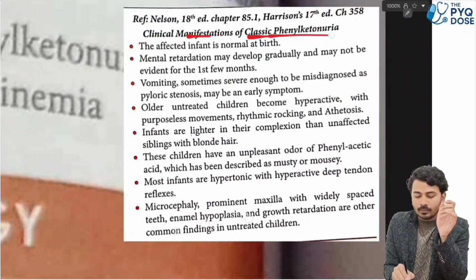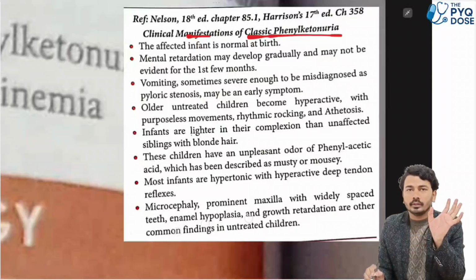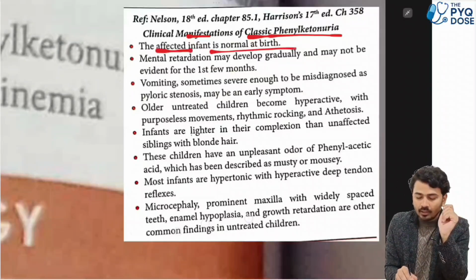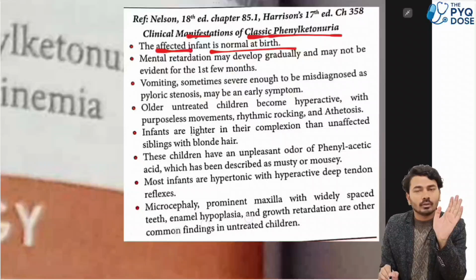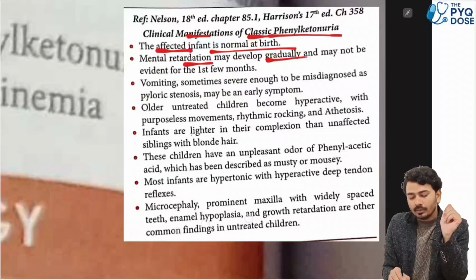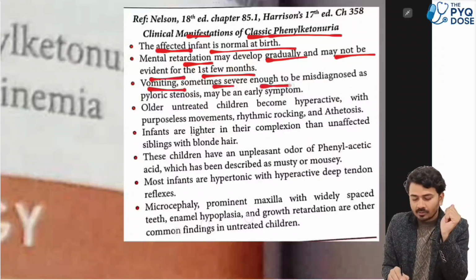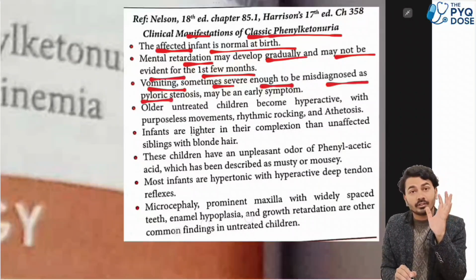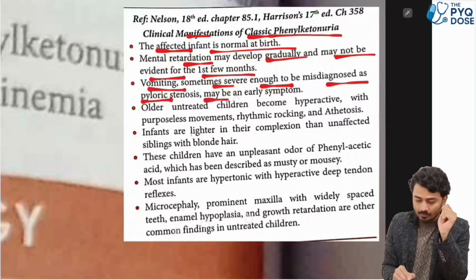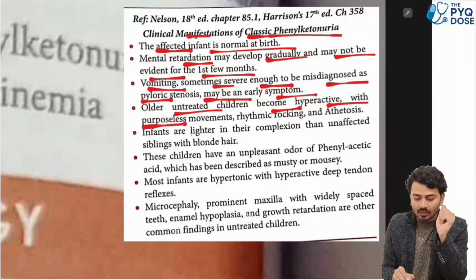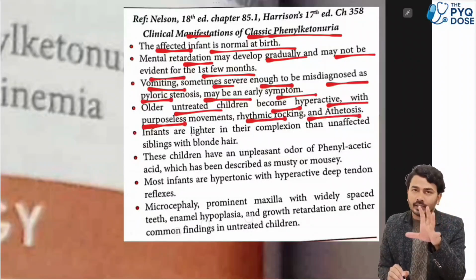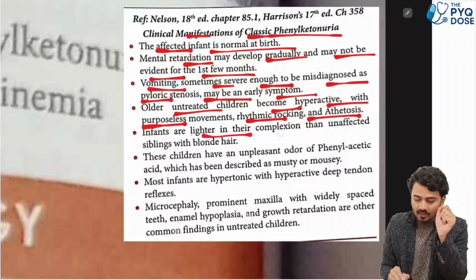In phenylketonuria, we'll see the clinical manifestations of classic phenylketonuria here. The affected infant is normal at birth. Of course this infant was also normal at birth. Mental retardation may develop gradually and may not be evident for the first few months. Vomiting is sometimes severe enough to be misdiagnosed as pyloric stenosis. In pyloric stenosis also there is non-bilious vomiting, which may be an early symptom. Older untreated children become hyperactive with purposeless movements, rhythmic rocking, and athetosis will also be seen. Infants are lighter in their complexion than unaffected siblings, with blonde hair.